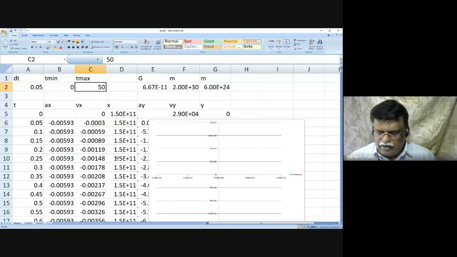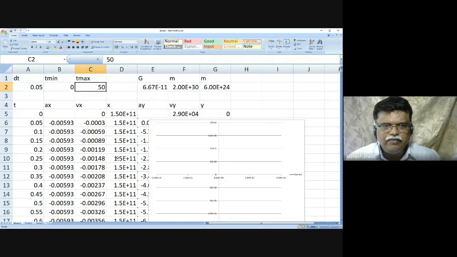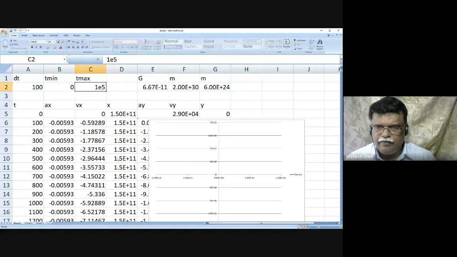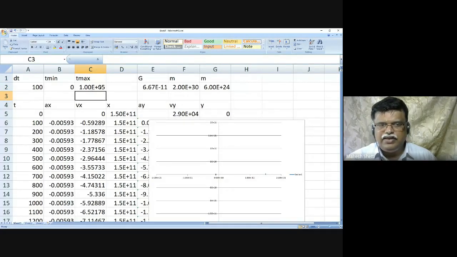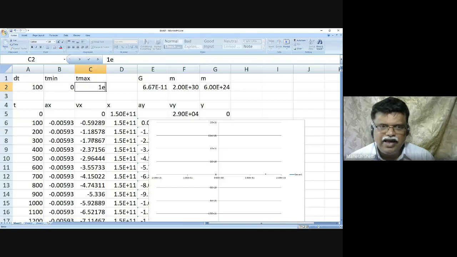Now I go to time. My maximum time I'm going to take somewhere around, say, let me take 1E5. Now after 1E5, let me just explain what is happening. 1E5 is 10 raised to 5 seconds because I'm reading everything in SI units, which is 1 day. And you see in 1 day it has slightly moved. Okay, I need to go to basically 1E7 or something like that.